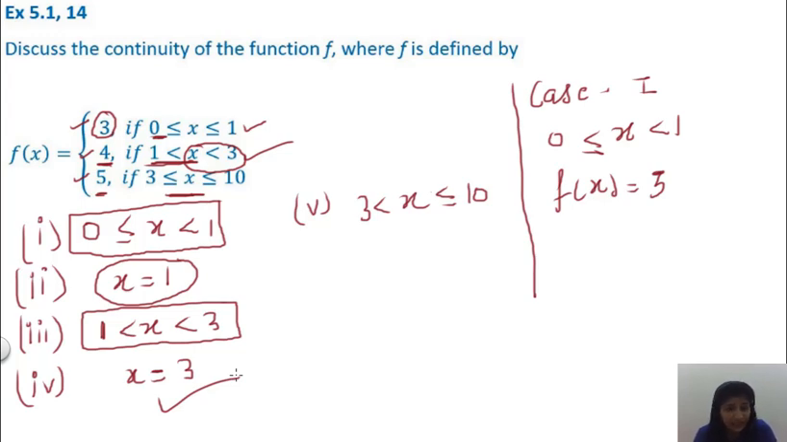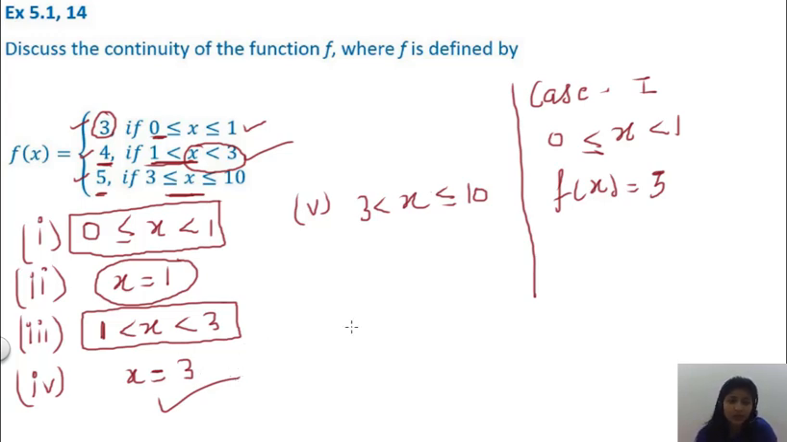And in the fifth case, which is x lying between 3 and 10, between 3 to 10, the value of the function is again a constant number, which is 5, and the LHL and RHL will remain same. Hence, it is a continuous function.